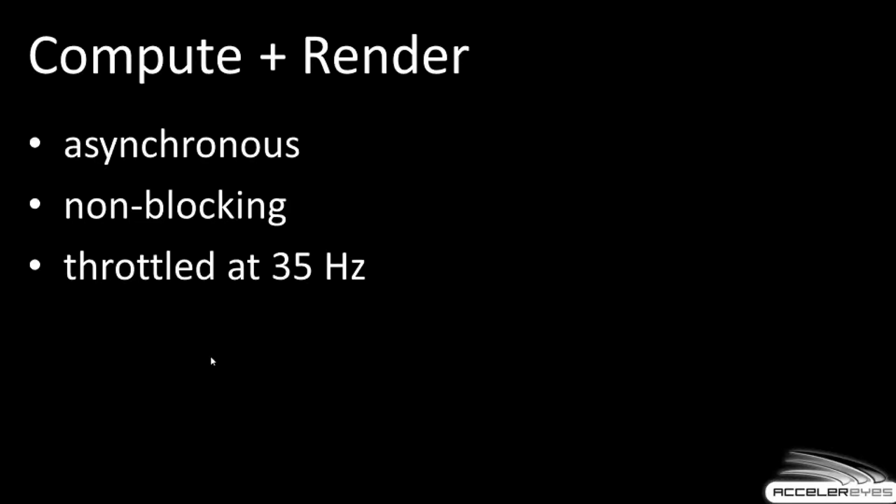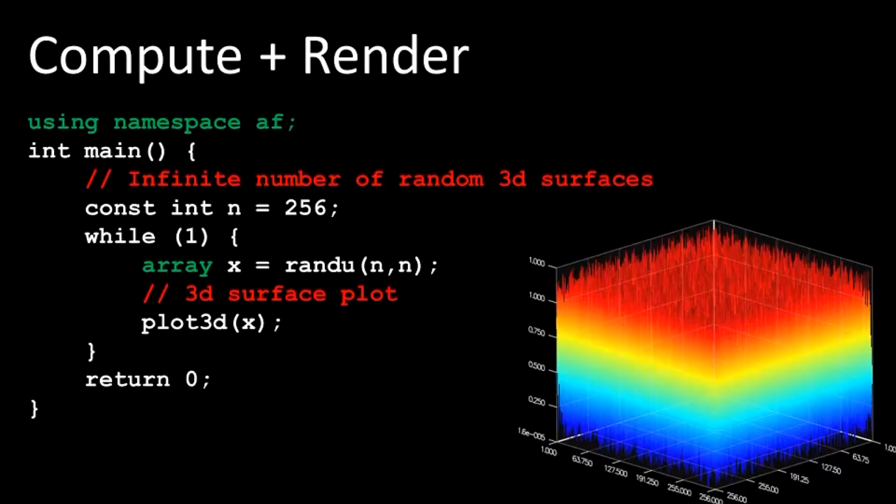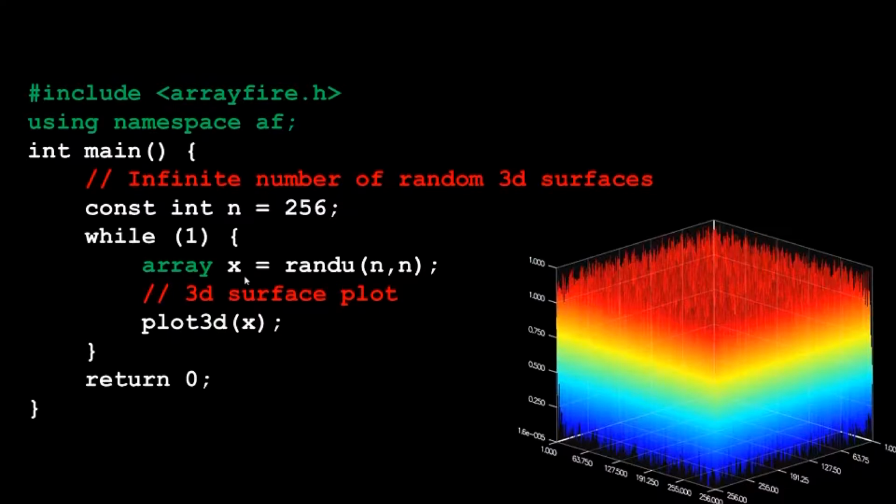It lets you, while you're doing computation, do rendering asynchronously. Here's a loop where you can infinitely loop, create a random matrix, and plot it as a 3D surface over and over again. So if you ran this program, you'd see this just flickering here as a random surface is generated, in this case, in color, obviously.